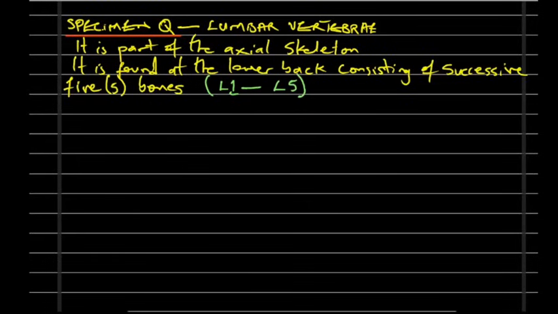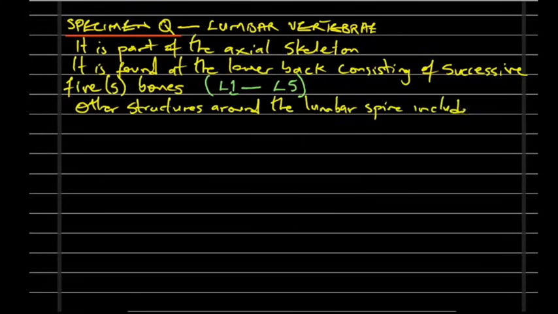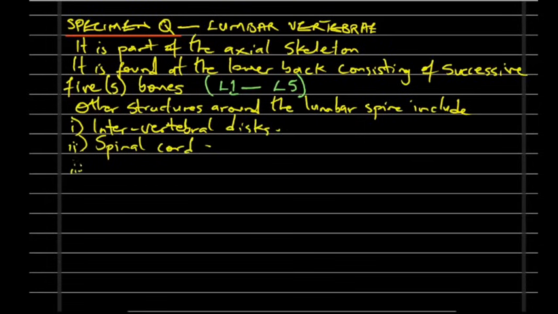Other structures in or around the lumbar spine include the intervertebral discs, the spinal cord, as well as the nerves. So it is very important that you know all of this.